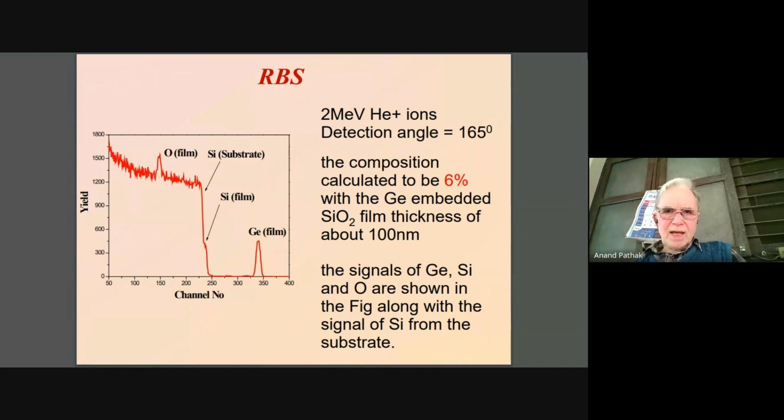So RBS with 2 MeV helium ions is the detection analysis.